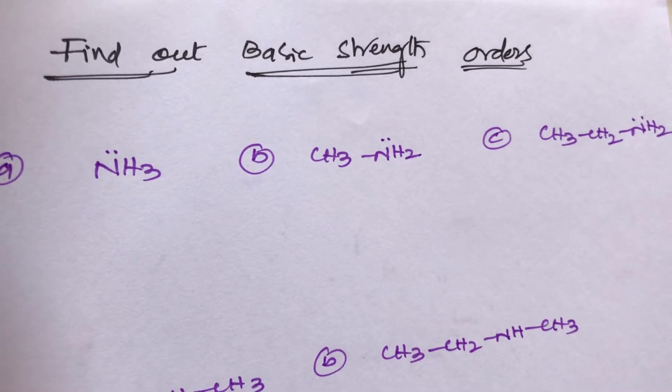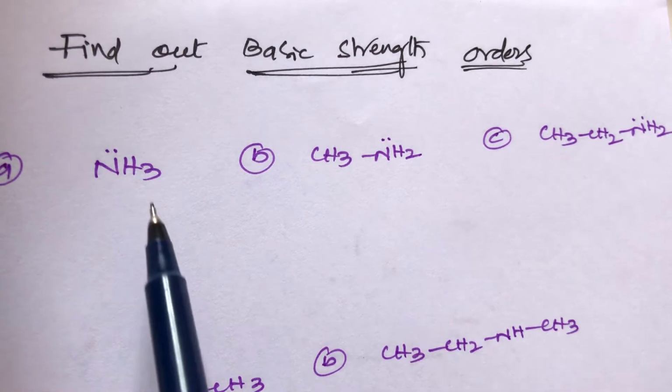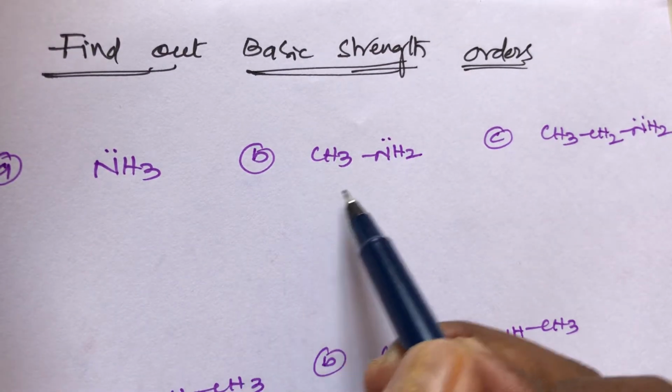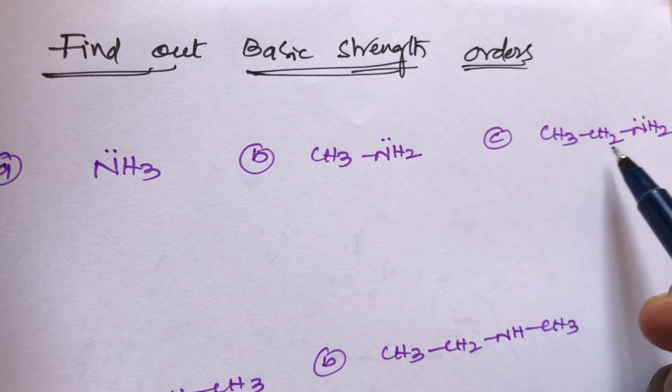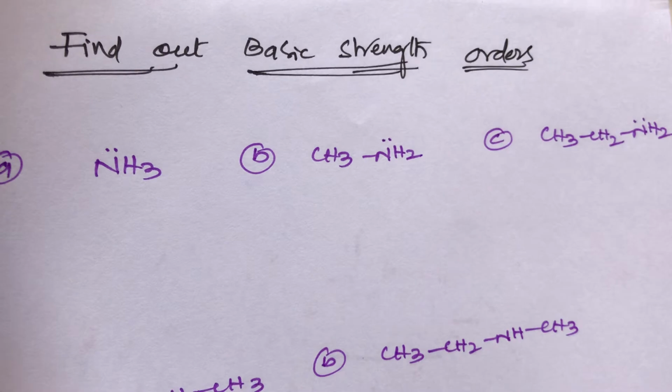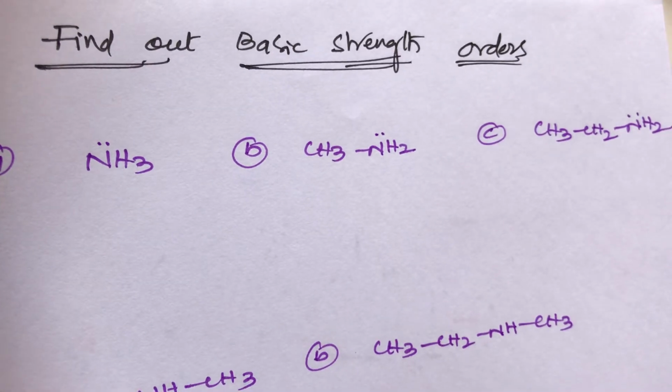Hello students, find out the basic strength order of the following compounds. First compound is ammonia, second compound is methylamine, third compound is ethylamine. Out of these three, which one is more basic?